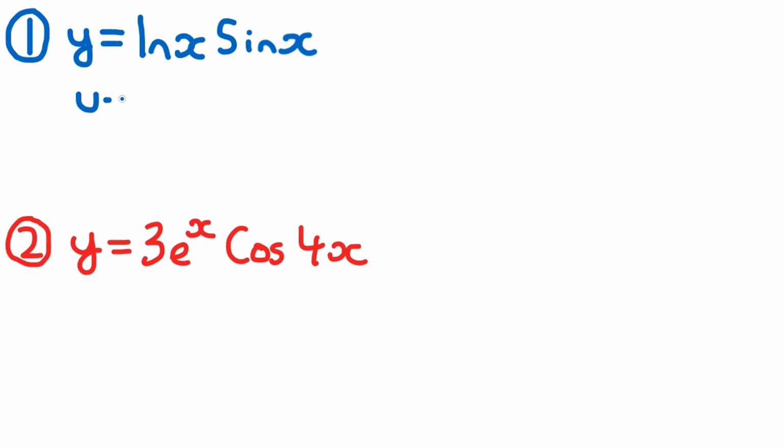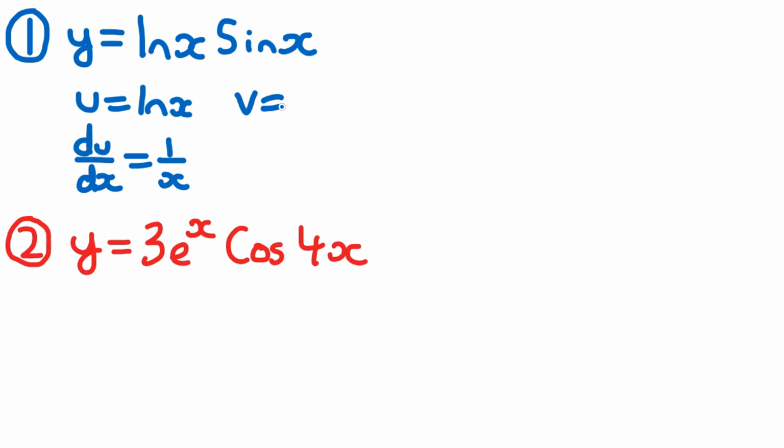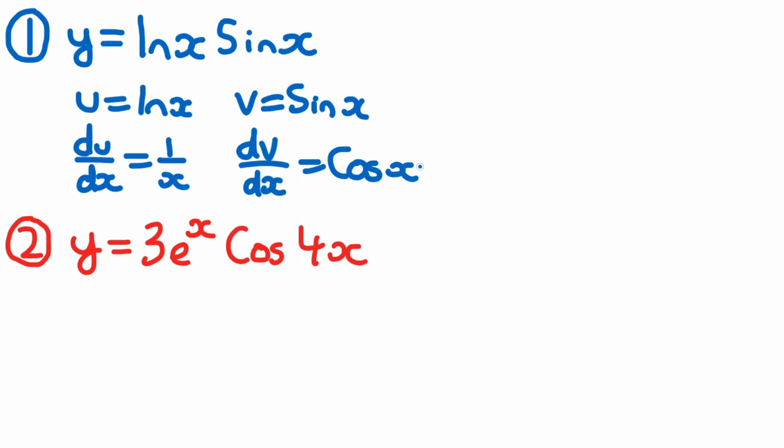So I'm just going to say that u is equal to the natural log of x, so therefore du over dx is equal to, and when you differentiate the natural log of x, we talked about this in the first video in this chapter, you get 1 over x. And then we call v the sin x, so therefore dv over dx is equal to, and if you differentiate sin of x, we've already talked about it in this video, you get cos x.